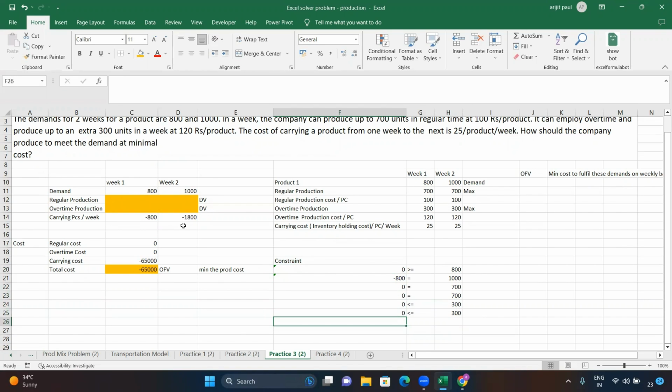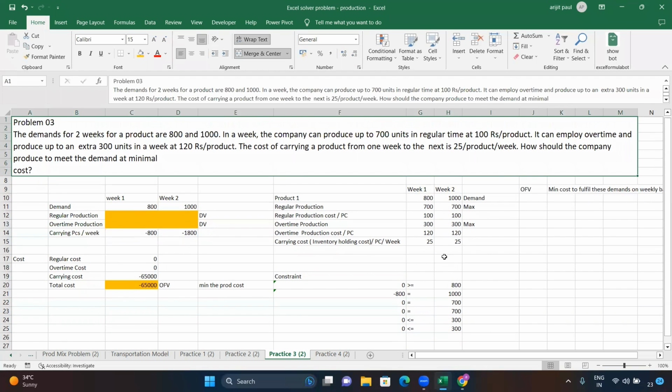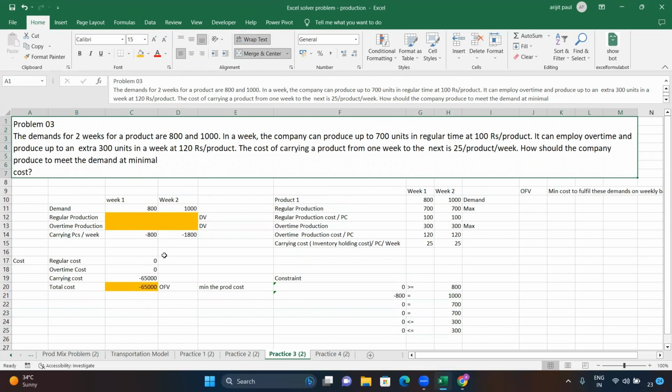Okay, so I guess we have added all the constraints now. Yeah, so we have added all the constraints now. We have formulated the model. Now let's find the optimal solution by using the Excel solver.